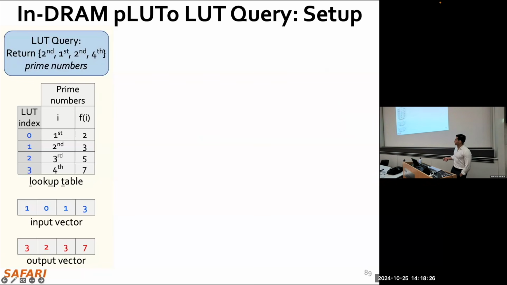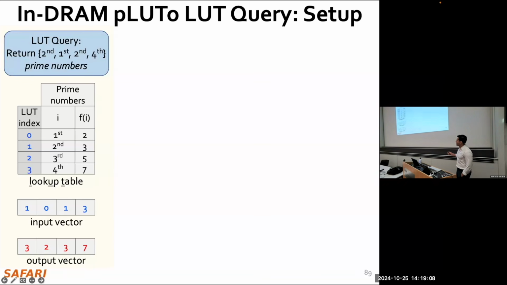So before doing anything, I tabulate the sequence of prime numbers. The first prime number is 2, the second prime number is 3, the third prime number is 5, the fourth prime number is 7. I store this in a table and I index them in order. So the row index 0 is going to point to the first prime number, which is 2. The lookup table index 1 is going to point to the second prime number, which is 3, and so on and so forth. Then I'm going to translate this query that I want to return into an input vector, which are indexes to this lookup table that I'm going to query. So the first one here is going to indicate the second prime number.